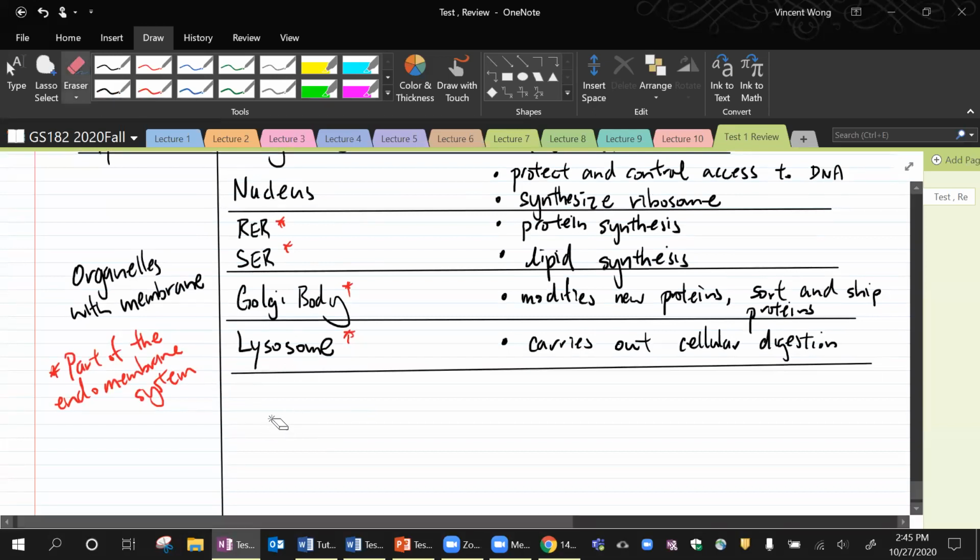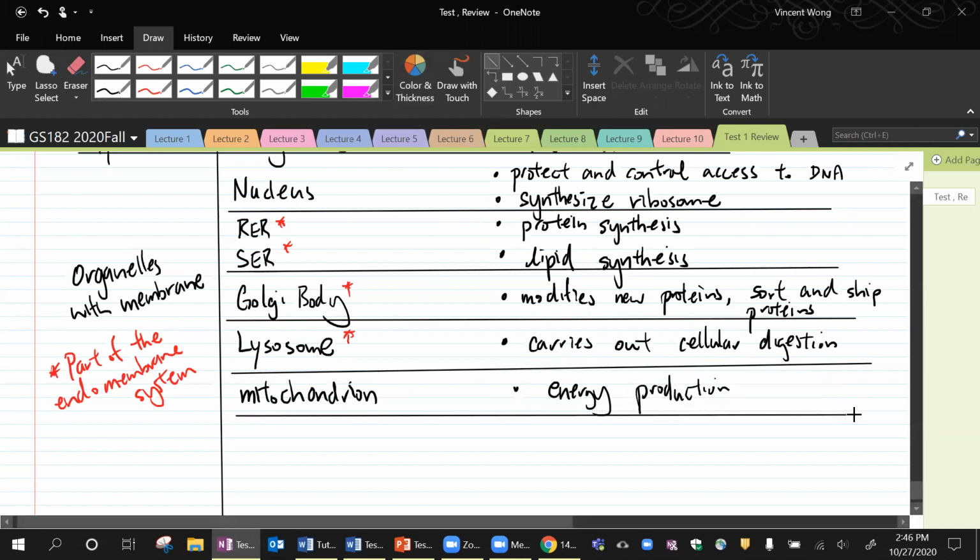So other things that have membranes, but are not part of the endomembrane system, include things like mitochondria. Okay, so that is energy production. You should know that by now. Definitely know the equation for cellular respiration. Know what's reduced and what's oxidized.